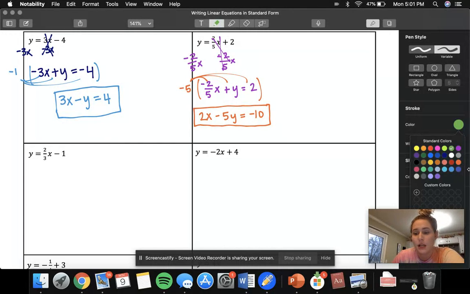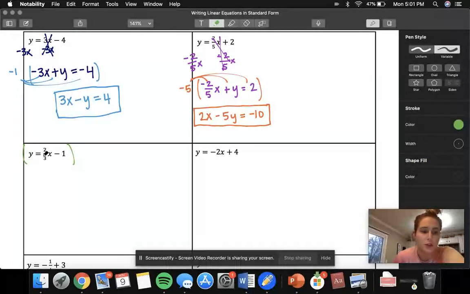Okay, well, let's get rid of the denominator first. Maybe you say you want to get rid of the denominator first. So we have 2/3, we have a 3 in the denominator, so we're going to multiply everything by 3. Okay, so same process. 3 times y is 3y. 3 times 2/3 x would become 2x. And then 3 times -1 is -3.